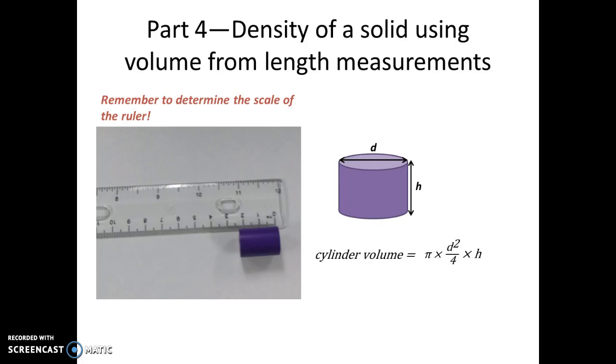You should notice that the density in part 4 should be really similar to your density in part 3 because you're using the same cylinder. You just use 2 different methods to measure the volume. In the post-lab for this lab, you'll have an opportunity to analyze your data and say which method you think is better for determining the density of a solid. So I hope this video helps you prepare for lab this week.